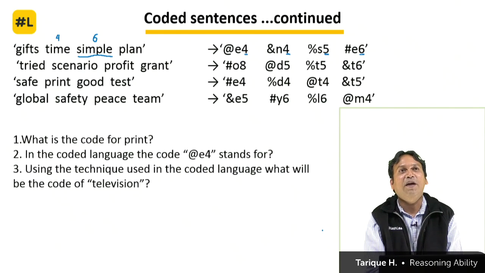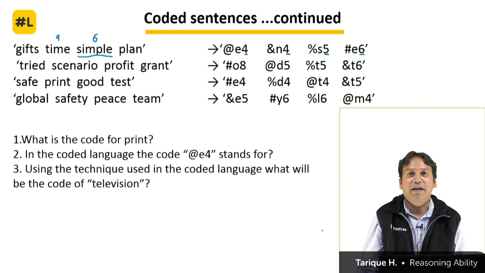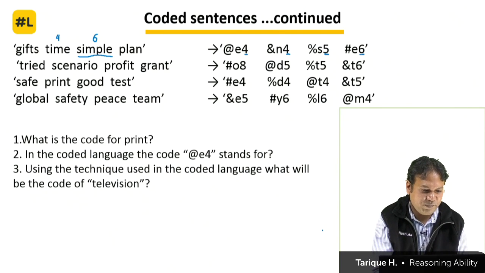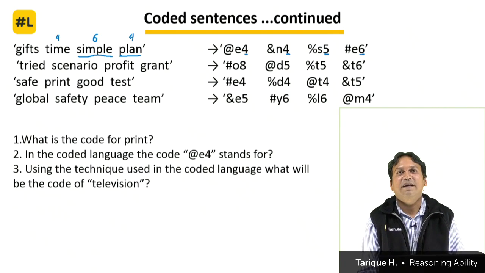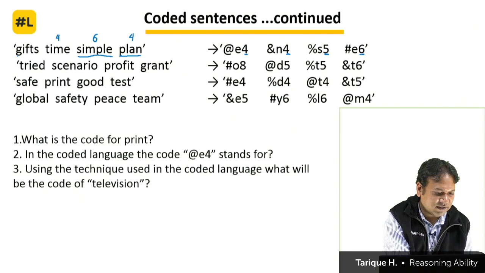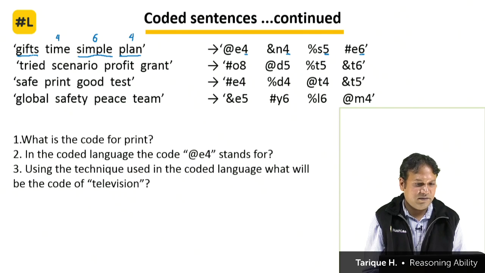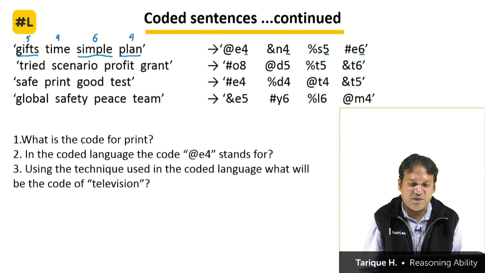The moment I said attention to detail. Today we are looking at your observation skills as well as your logical skills. How do you focus on the question? Okay. Now the word plan has how many letters? 4. And the word gifts has how many letters? 5. So 5, 4, 6, 4.